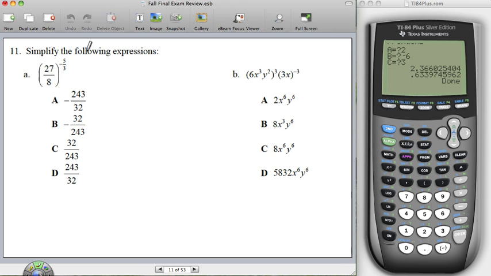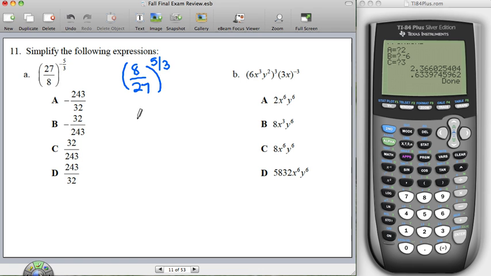For number 11, simplify the following expression. If I have a negative exponent, I can take this and flip it over. So that becomes 8 over 27 being raised to the 5/3. For the 5/3, I can take the cube root. The 1/3 means I'm taking the cube root and then raising it to the 5th power.